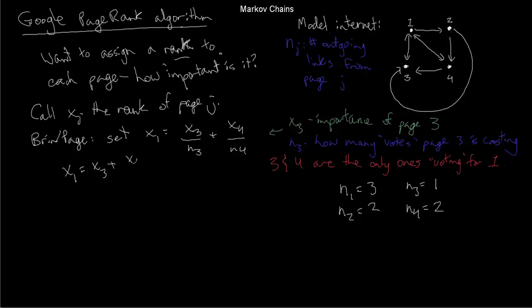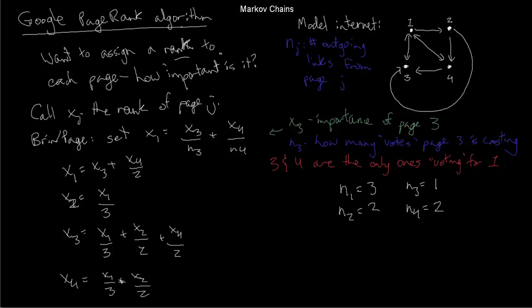So we see x1 is going to be x3 divided by 1 plus x4 divided by 2. Next, x2. Who's pointing into page 2? Just page 1. So it's just going to be x1, and page 1 is pointing to 3 places, so we'll divide by 3. For x3, there are 3 things pointing to it: page 1, page 2, and page 4. And finally, x4 is being pointed to by pages 1 and 2.